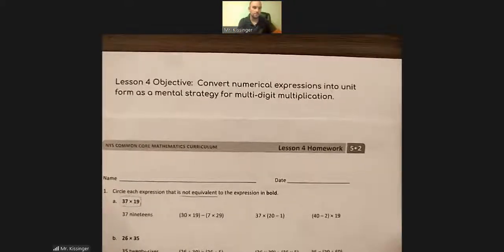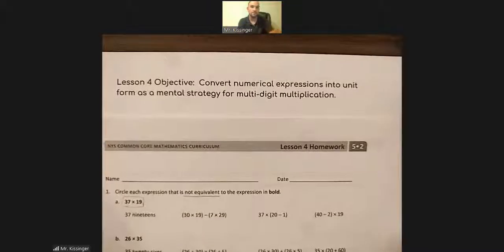So let's look at our objective real quick. It says, convert numerical expressions into unit form as a mental strategy for multi-digit multiplication. So we're going to be using some mental math strategies to solve multi-digit multiplication problems.